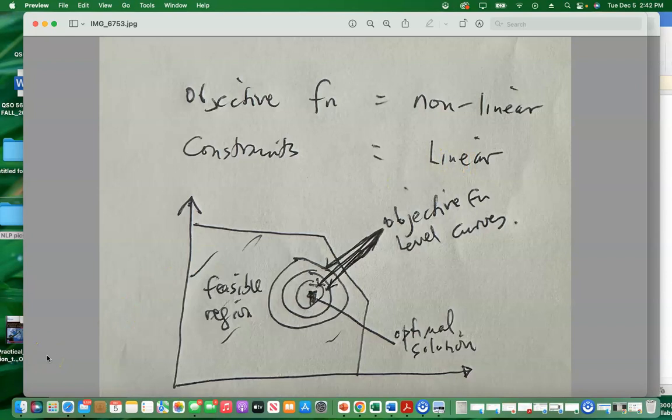So actually the difference between linear programming and non-linear programming is that the optimal solution to a linear programming problem occurs at a corner point. So you can see for linear programming, the solution can happen at these corner points. But the optimal solution to a non-linear programming problem might not occur on the boundary of the feasible region at all.